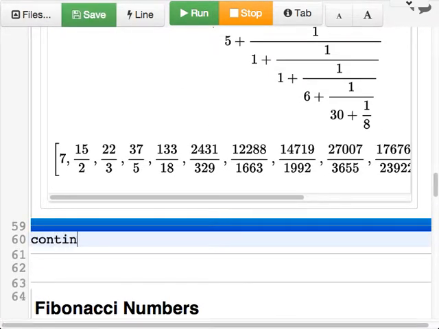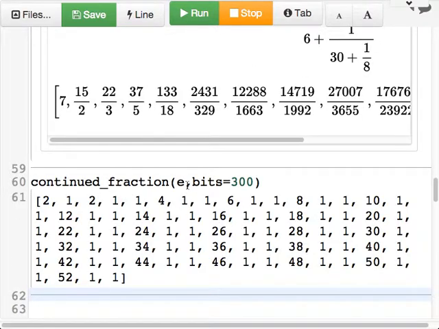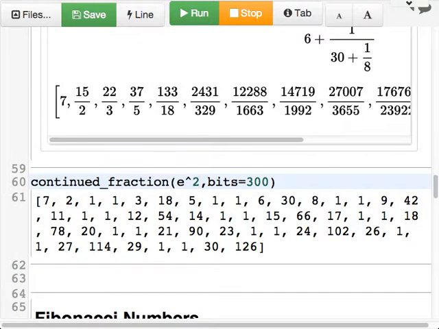Well, how about this? If we do the continued fraction of e, and I'll just say bits equals 300. Oh, e is fine, but what about e squared? Does anybody see a pattern in this? 1, 1, 6, 9. Yeah, there's a pattern. Look, 18, 30, 42, it's plus 12. There's a pattern, and in all the powers of e there's a pattern. But as far as we know, there's no pattern whatsoever in the continued fraction of pi.